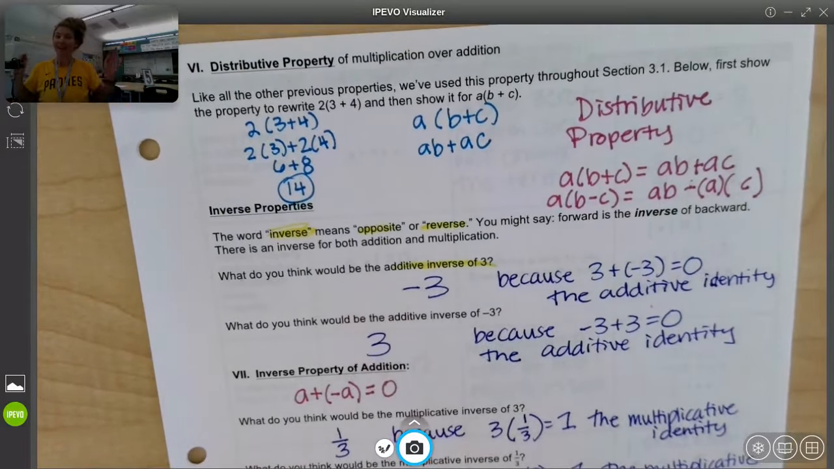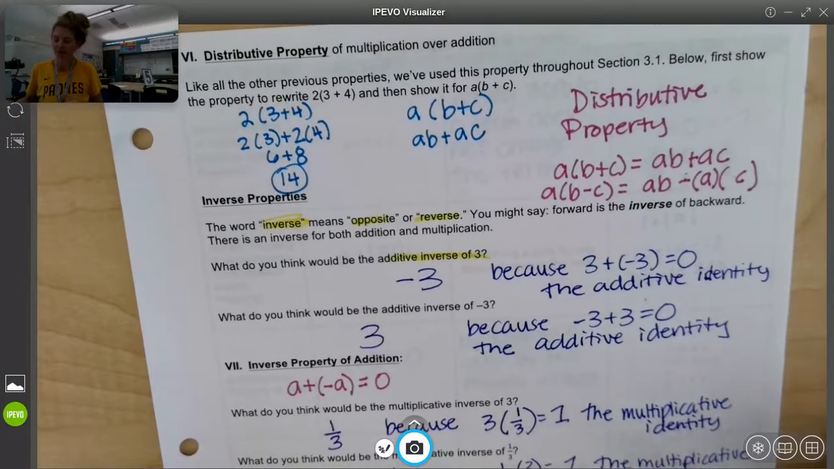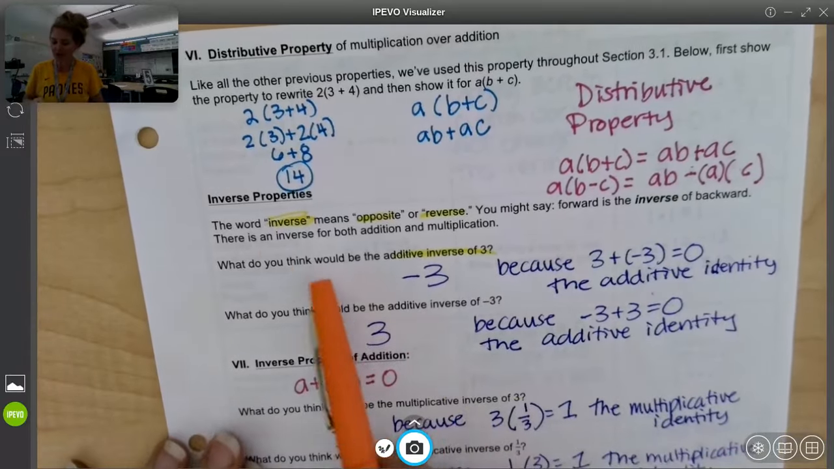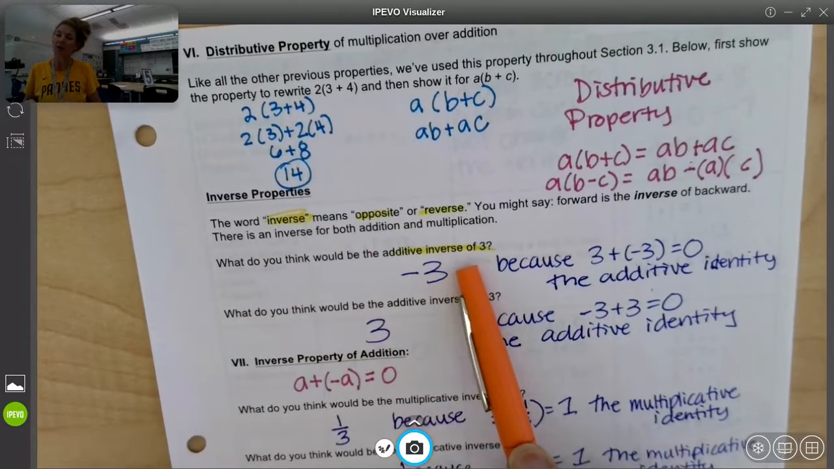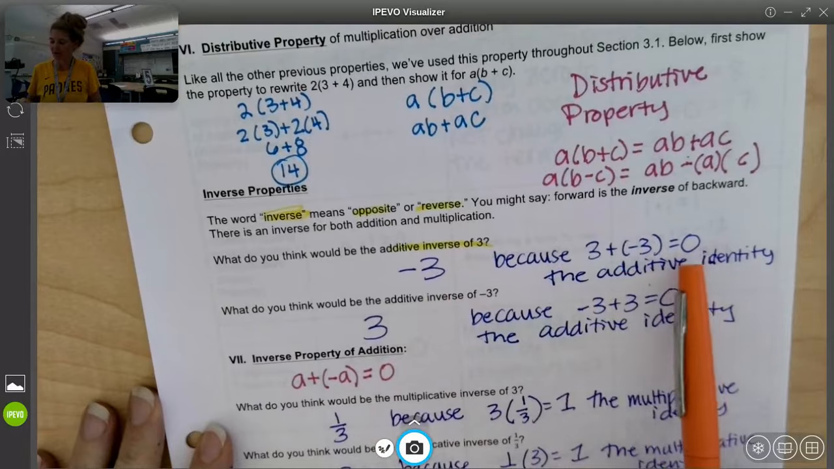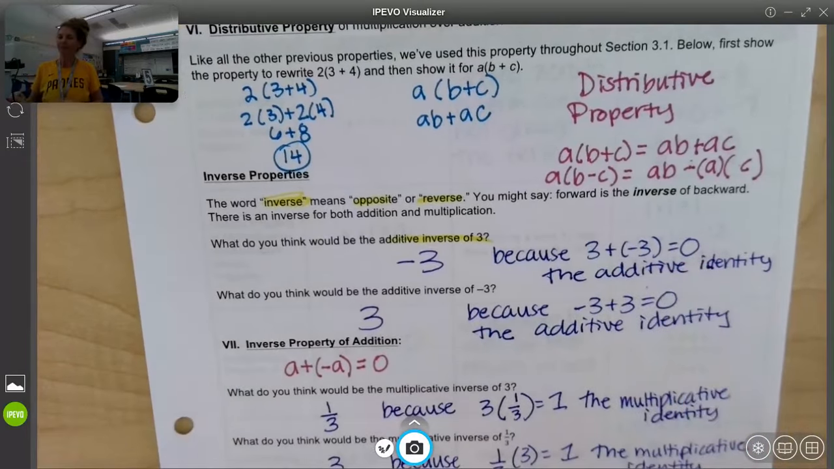Inverse properties. We need these inverse properties to solve equations, so they're probably the newest ones for you, and they're super important because of where we're going. So the word inverse means opposite or reverse, so what would be the additive inverse of 3? How would you undo adding 3? Subtracting 3. Because 3 plus negative 3 is 0, the additive identity.